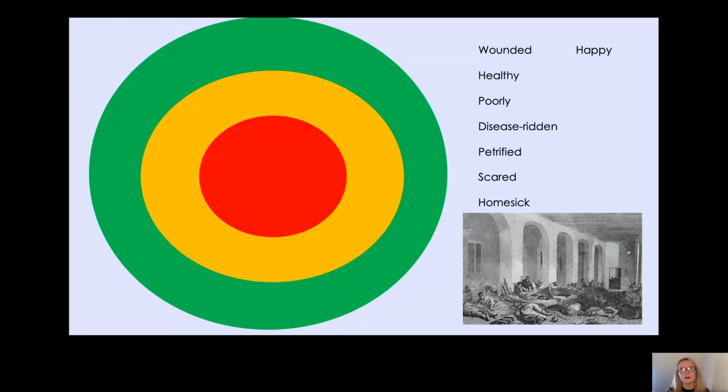Well, wounded. Were the soldiers wounded? Well, yes, they definitely were, weren't they? They were wounded during the war. And we learnt that word in our history lesson, didn't we? So that's a very good word to use. So I'm going to put the word wounded in the green because we can definitely use that, and it's a good adjective to describe the soldiers. It's a great adjective, in fact. Then we have the adjective healthy. Now, were these soldiers healthy? No, they weren't, were they? So that's definitely in the red because those soldiers definitely weren't healthy.